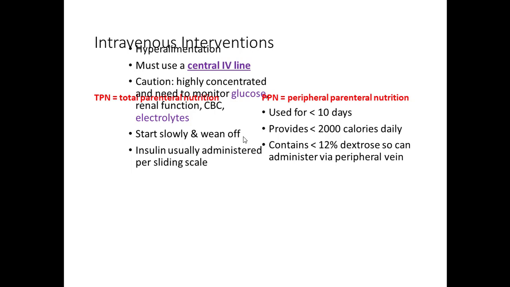PPN is a very short-term fix to nutritional deficiencies. This is when people can still eat. So with TPN they are eating nothing orally. PPN is where they're eating small amounts orally. PPN is used for less than 10 days and provides less than 2,000 calories a day.